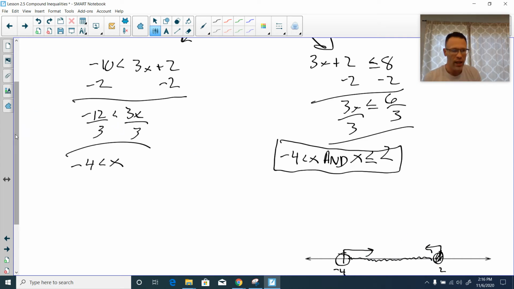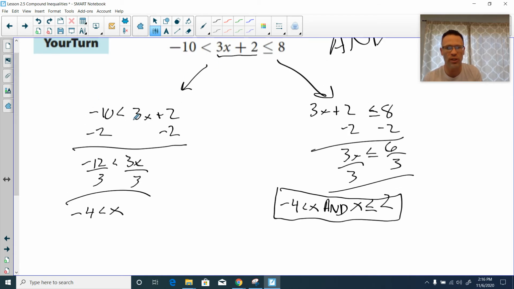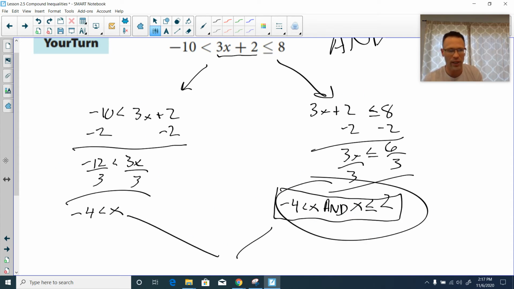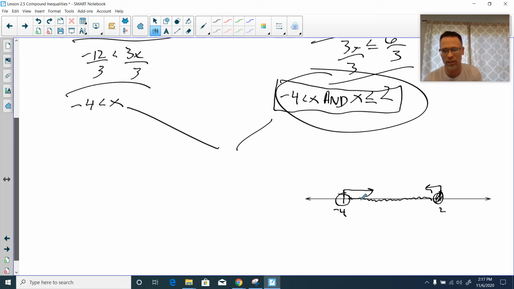Okay, so "and" graphs. First thing to do, split it into two individual inequalities, right? Solve each individually, put your answer back together like I have right here, and then graph them individually, and then ask yourself, where does the overlap occur? And it's always going to occur in between, right? You're never going to have stuff out here for your "and" inequalities.